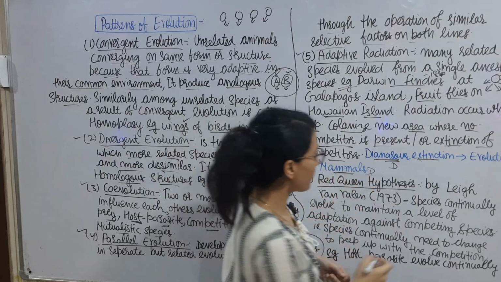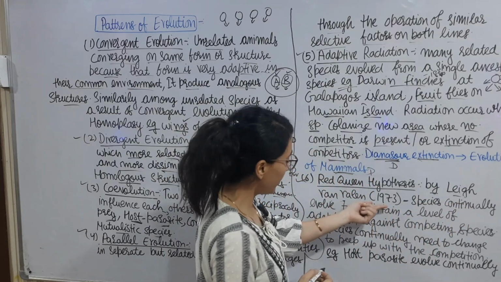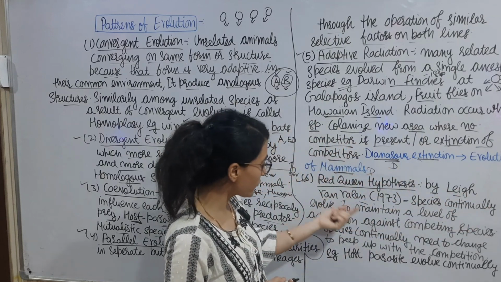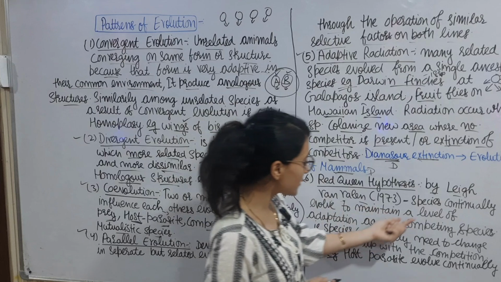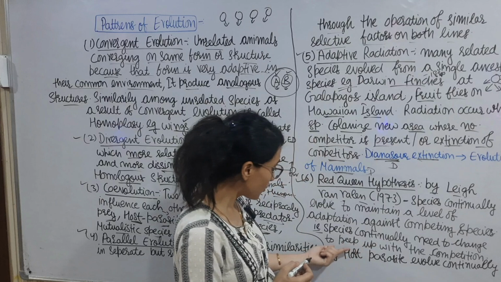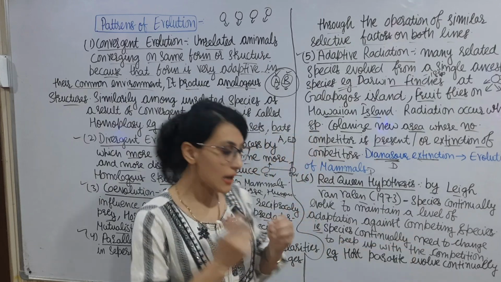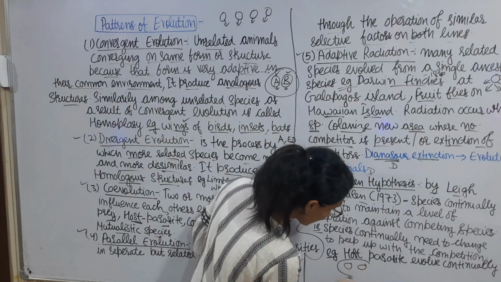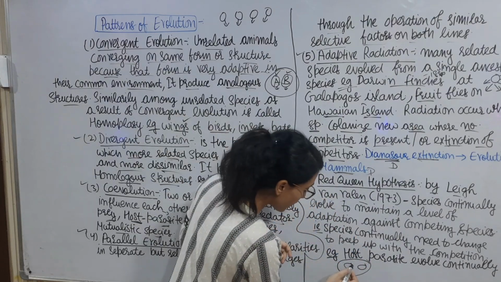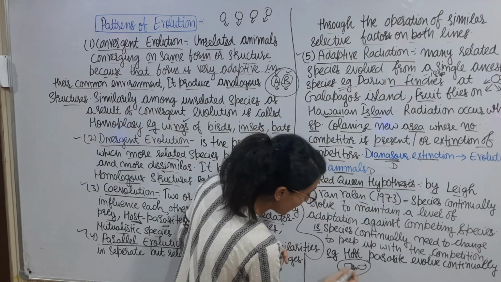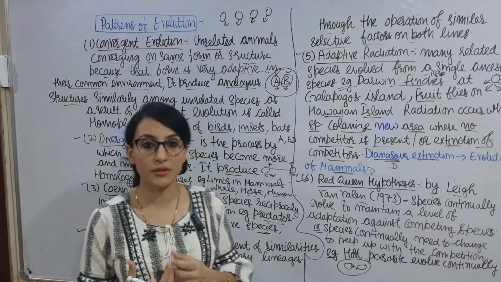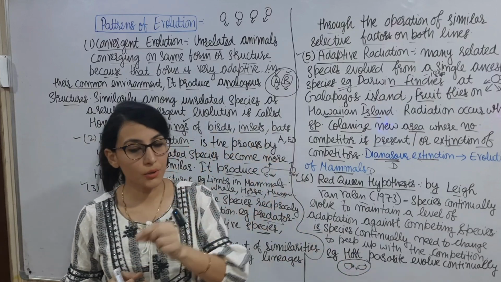So sixth is the Red Queen hypothesis, which was given by Leigh Van Valen in 1973. According to this hypothesis, species continually evolve to maintain a level of adaptation against competing species, which means the species continuously need to change to cope with the competition. Means if species are living in the same area and compete, these two species tend to evolve continuously in order to live in this particular area. If they are not changing according to the environment or the competition given by another species, they are not able to live in that particular area.